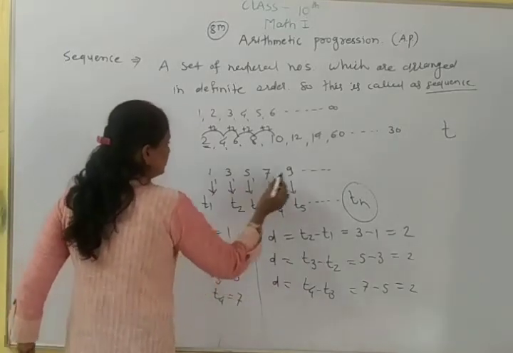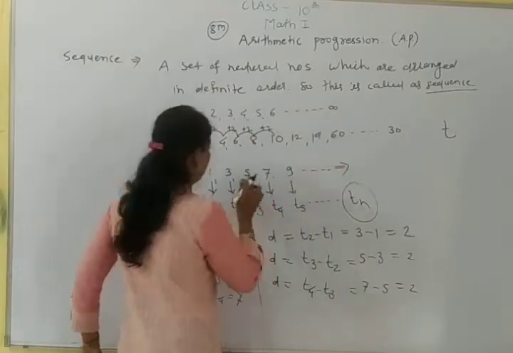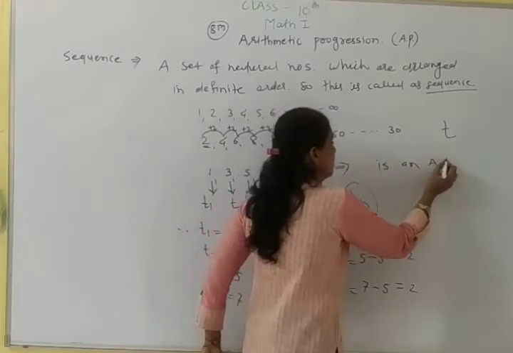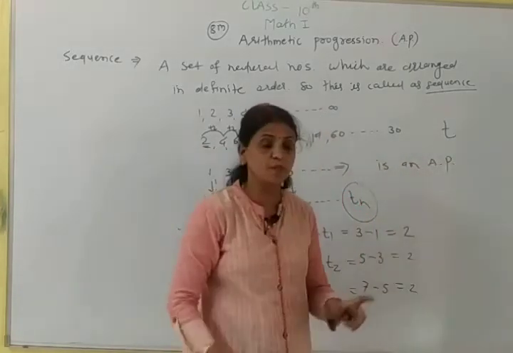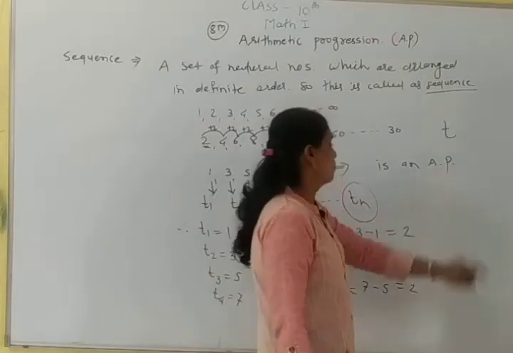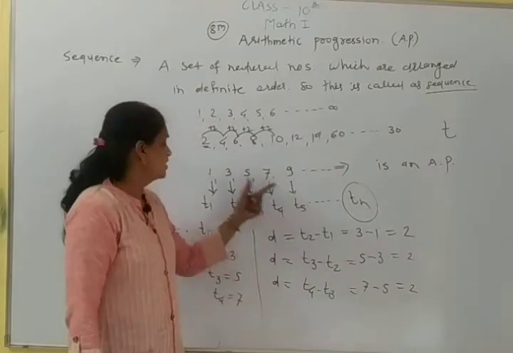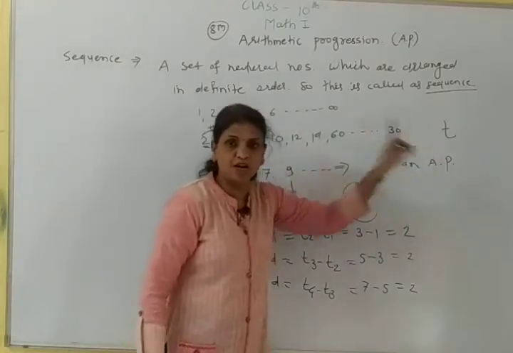Difference is same, so this sequence 1 3 5 7 9 is an AP. AP means arithmetic progression, A for arithmetic, P for progression. If the difference is same, then this sequence is called an AP, arithmetic progression.